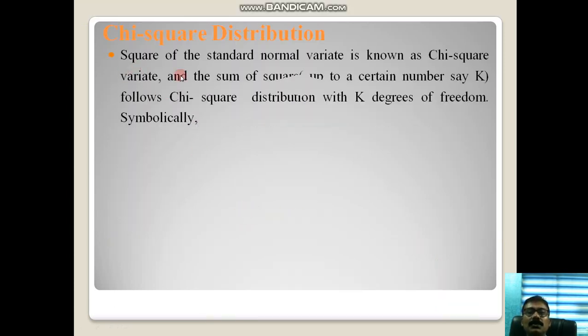Chi-square distribution. The square of the standard normal variate is known as chi-square variate, and the sum of squares up to a certain number, say k, follows chi-square distribution with k degrees of freedom. Symbolically, the summation for i equals 1 to k of ((xi minus x bar) by sigma) whole square follows chi-square distribution with k degrees of freedom.